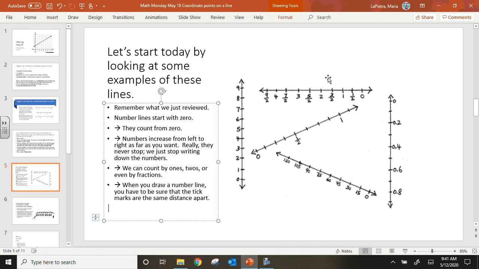0, half, 1, 1 1/2, 2, 2 1/2, 3, 3 1/2, 4, 4 1/2. Now they had 3 over 2. We know 3 over 2 is 1 1/2. Okay, and so on. Here's another one going up and down. This is vertical. That was horizontal, and you'll need to know that for the upcoming lessons. Remember, going up and down is vertical, and side to side is horizontal.